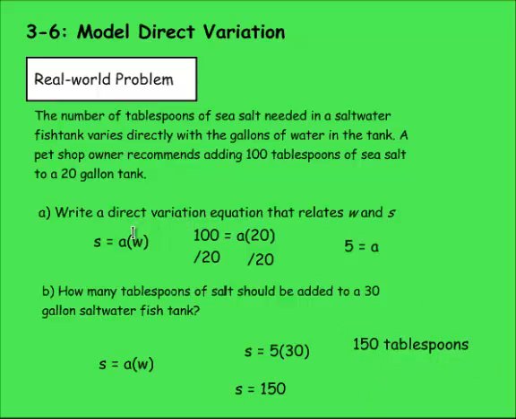So we would need 150 tablespoons. So all we did is we needed to find the constant first. So we did salt equals the constant times water, plugged in the numbers, found the constant, then applied that constant to the amount of water that it gave us, and that gave us 150 tablespoons.